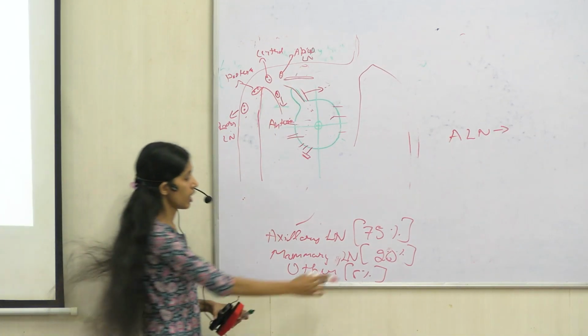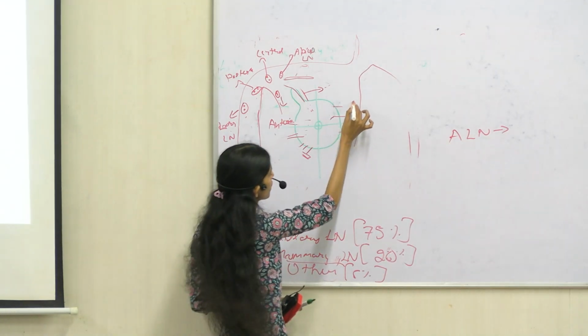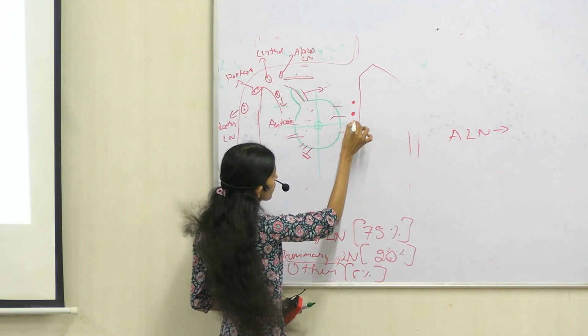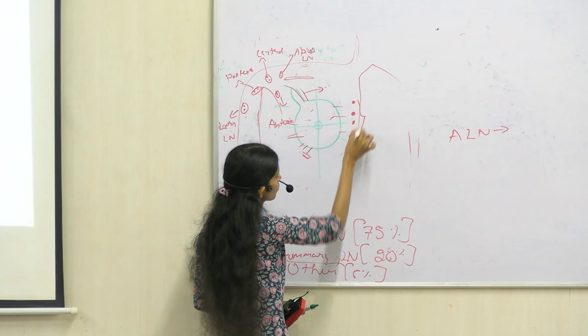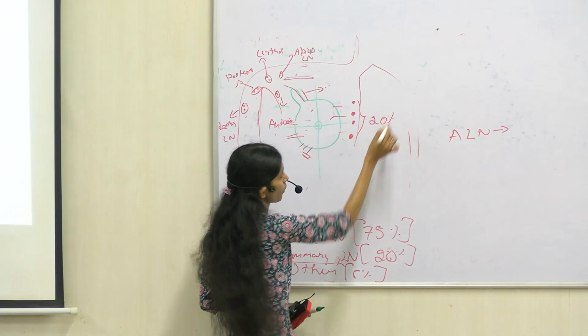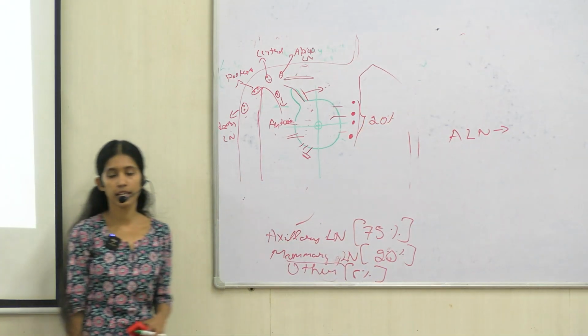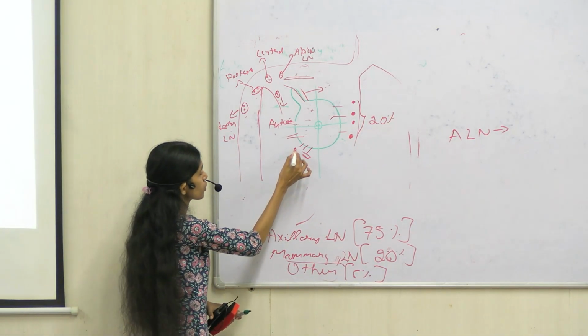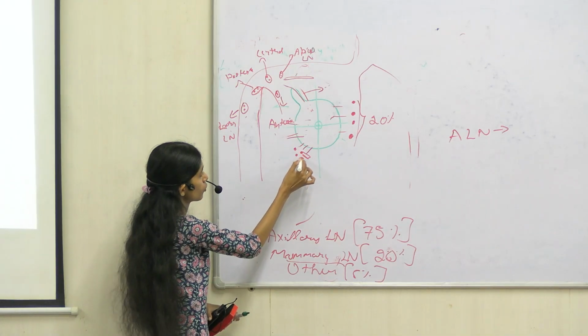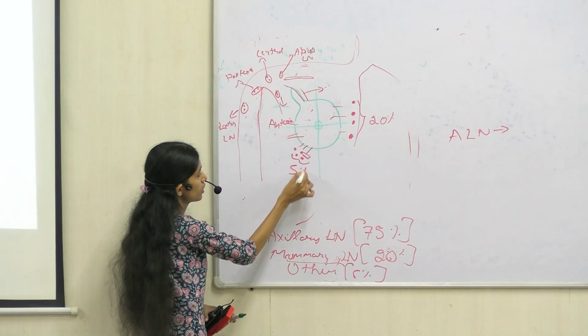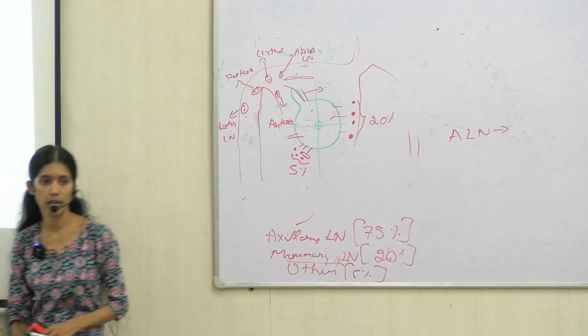Okay, remember this. And the mammary lymph nodes can be seen in the thoracic region here, like this. This will contribute around 20%. And the other lymph nodes are the posterior intercostal lymph nodes, which we can see in this region, and they will contribute around 5%.